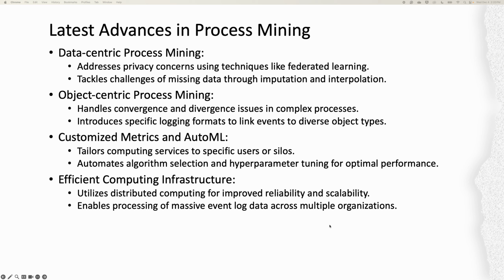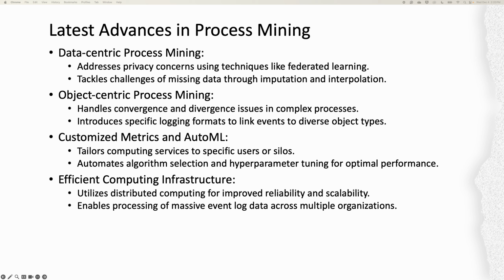So, what exactly are the latest advances in process mining according to the paper? The recent advancements include data centric process mining, which addresses privacy concerns using techniques like federated learning. Because data is taken from various sources, it is hard to keep track of privacy. If there's private data, it is hard to mask it. So using federated learning we can address privacy concerns also.